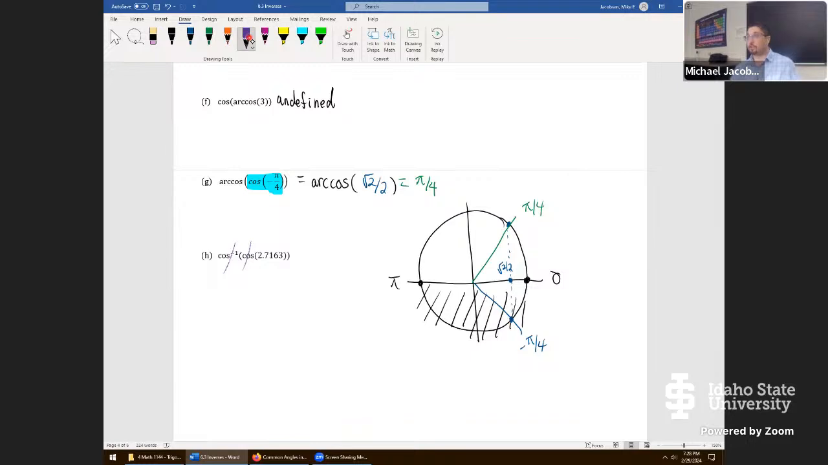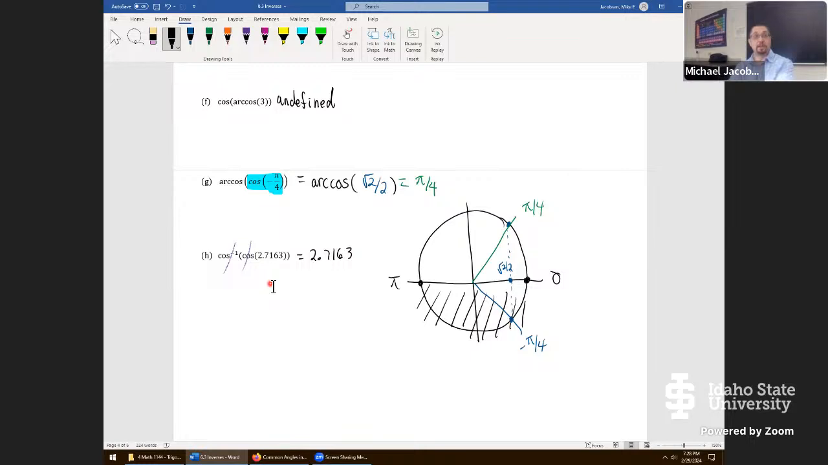You just cancel cosine inverse with cosine, and you get 2.7163. Now, the reason this one was undefined is because 3 was just not in the domain of arc cosine. But other questions so far, folks, with this one? Okay, so that's the wild adventures of dealing with arc sine, arc cosine, or sine inverse, cosine inverse.